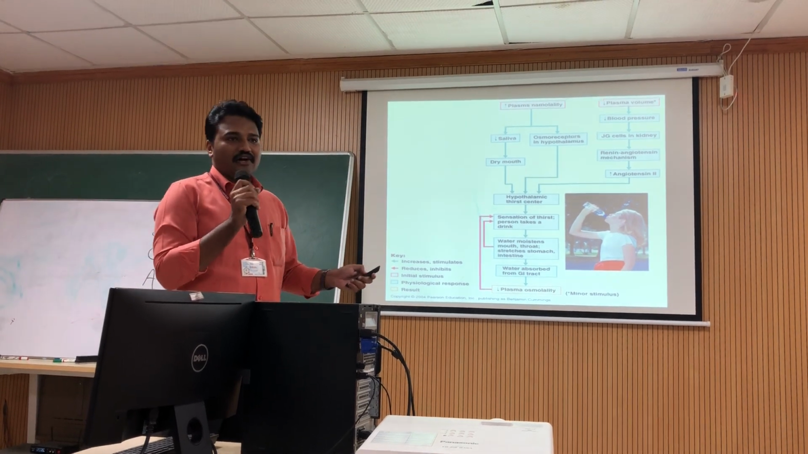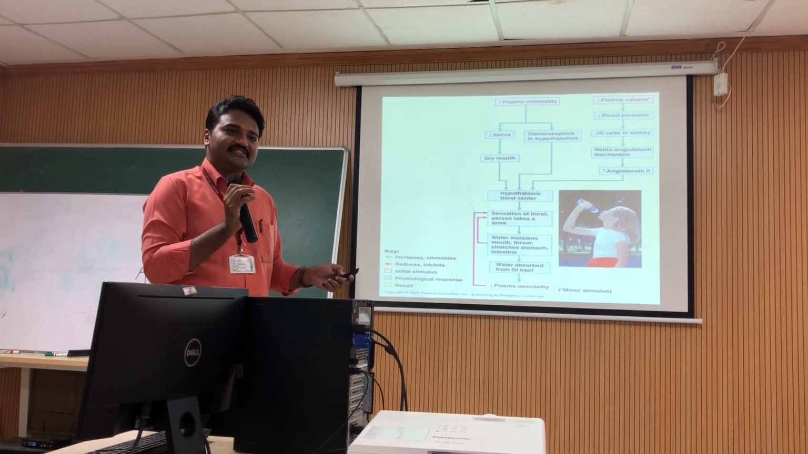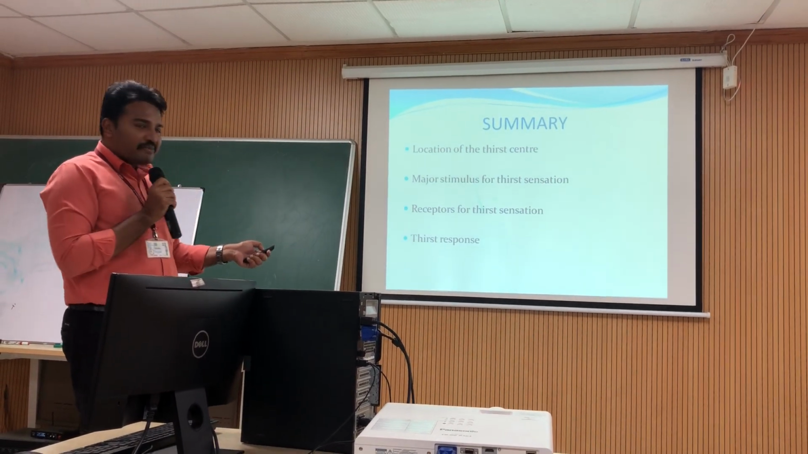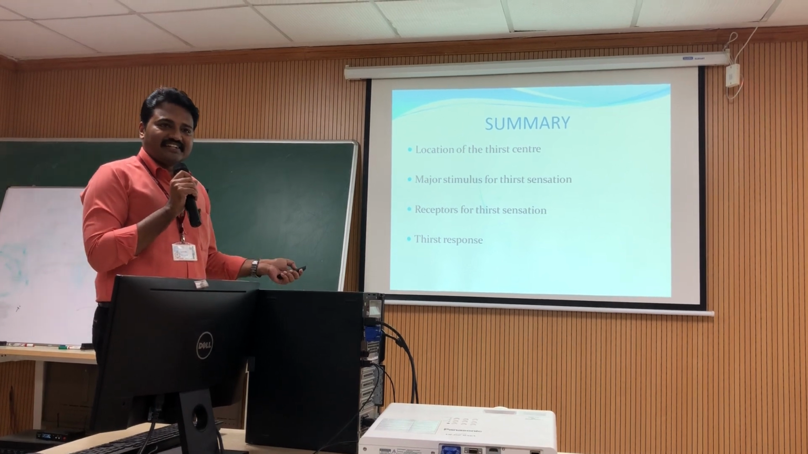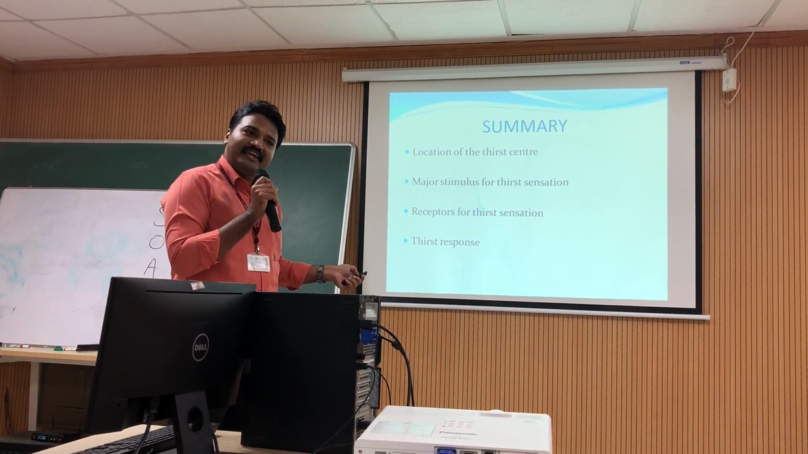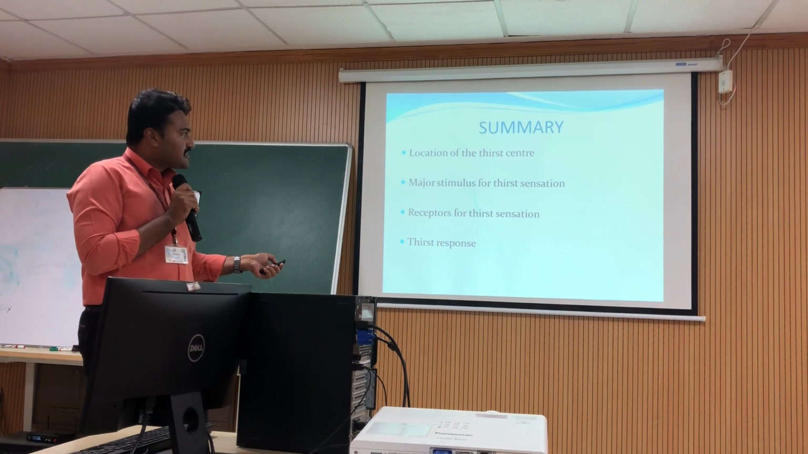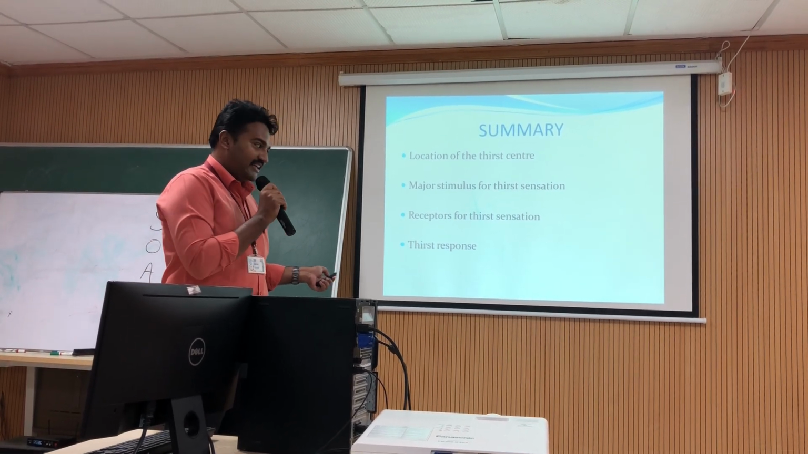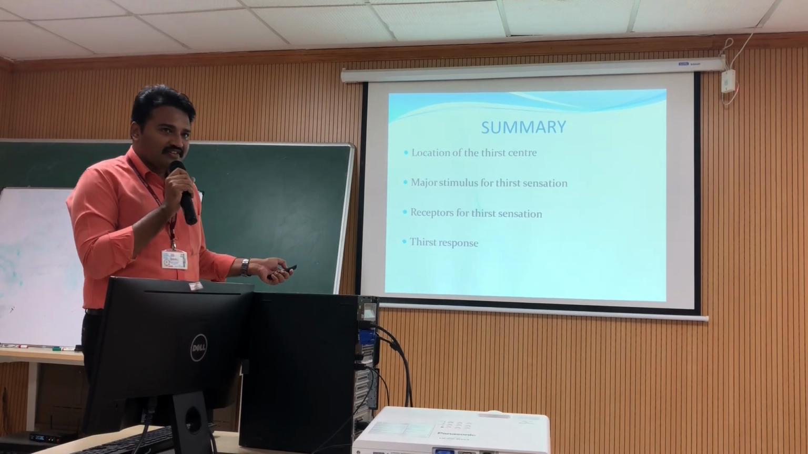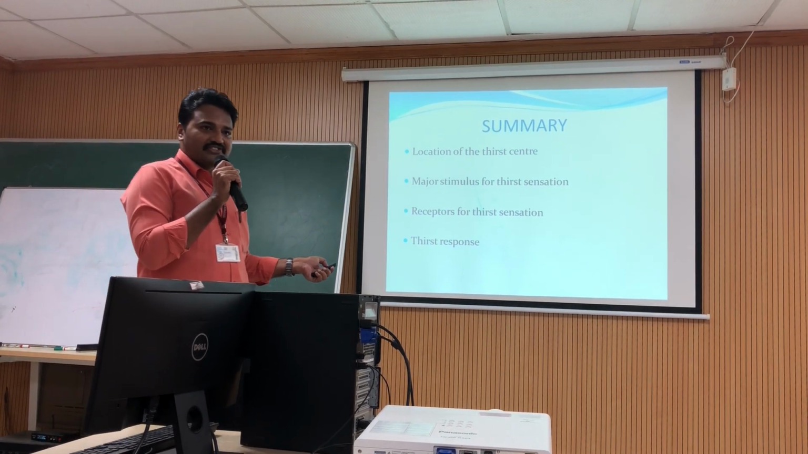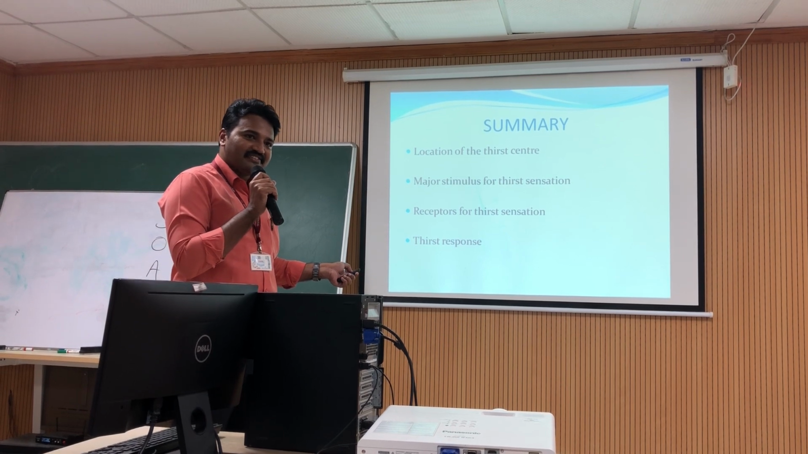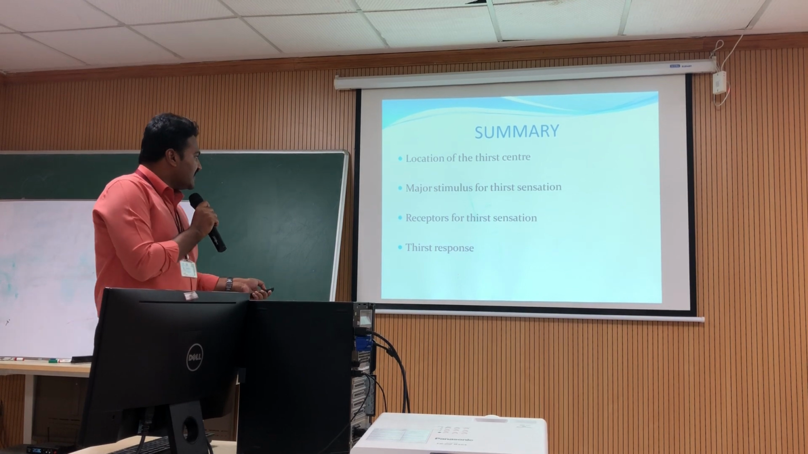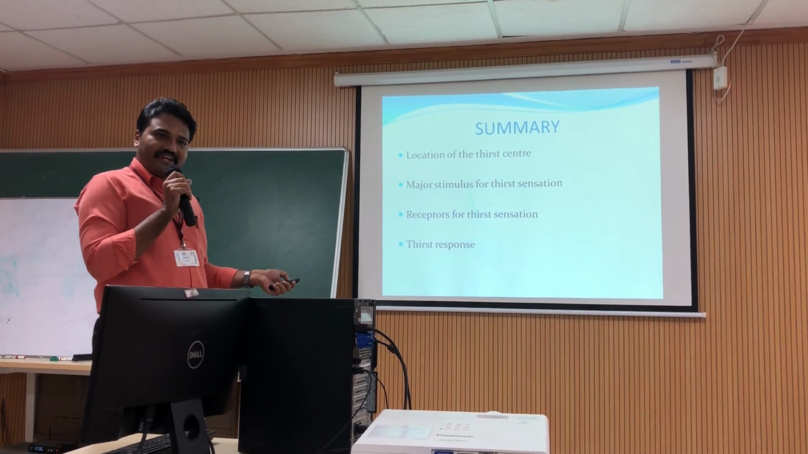How does your body always change things towards that negative feedback mechanism? Very good. So the summary of today's class: what is the location of the thirst center? It is in the preoptic area of the hypothalamus. The major stimulus for thirst sensation is increased plasma osmolality. And what are the receptors for thirst sensation called? Osmoreceptors. What is the mnemonic I told you for that? Very good. Yes, all these things you know. You should always read it, right? And the last one is the thirst response. How is it produced?